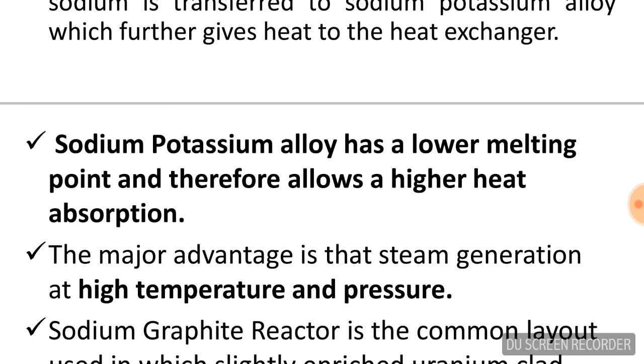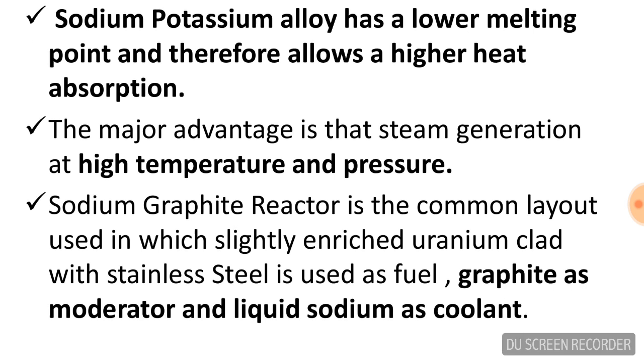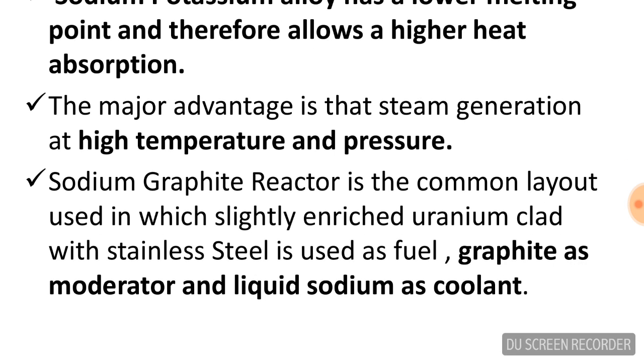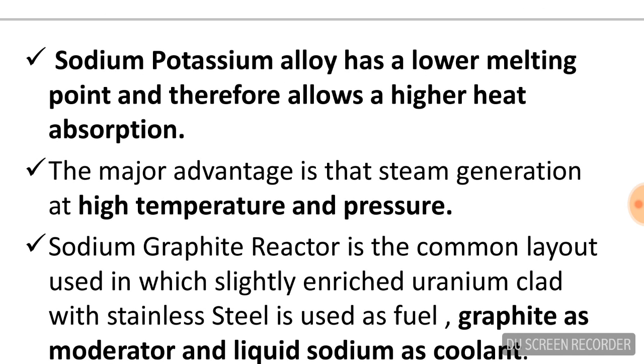These are the sodium potassium alloys. The advantage is that the alloy has a lower melting point, and the major advantage of this steam generation is that it is at high temperature and pressure. A very commonly used layout is the sodium graphite reactor layout. This layout uses slightly enriched uranium clad with stainless steel as fuel, graphite as a moderator and liquid sodium as a coolant. You can pause the video and write down these points.